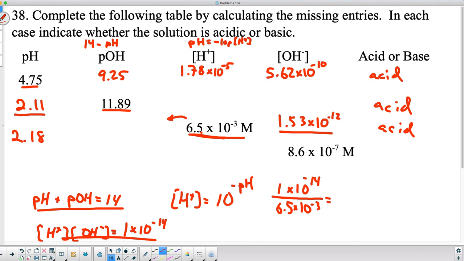Ooh, bonehead. I should round up there. Negative 12th, like that. Okay? So that's it. You can fill in the rest of those blanks. Let me know if you have questions. That's good. Stay tuned for question number 40.